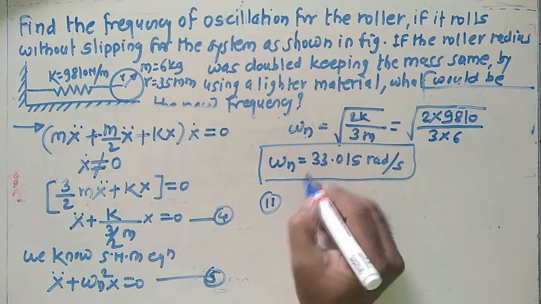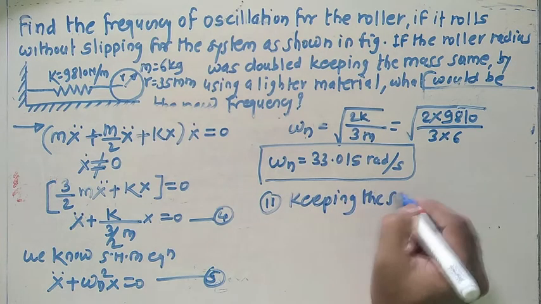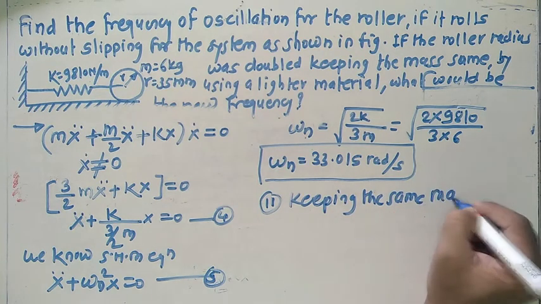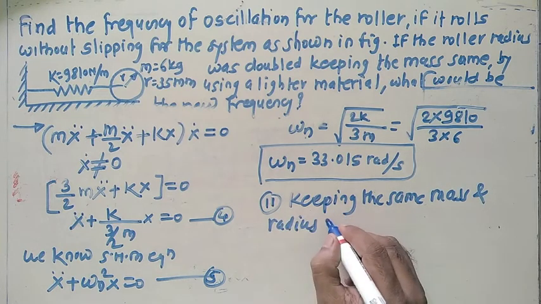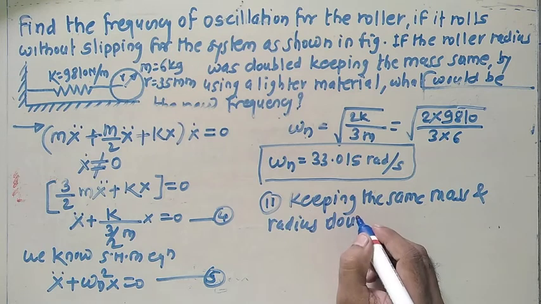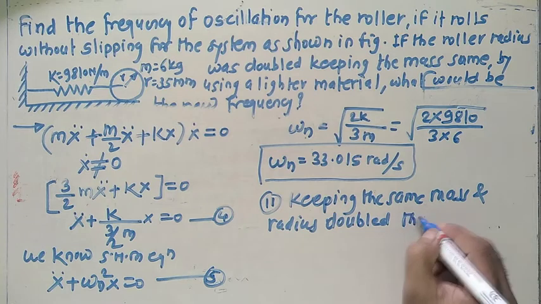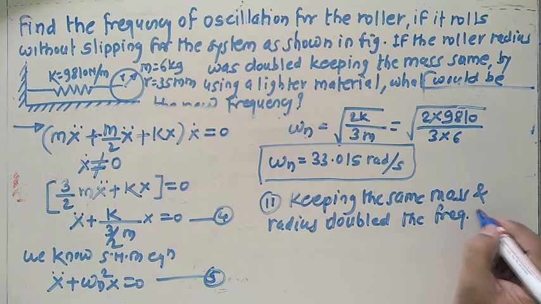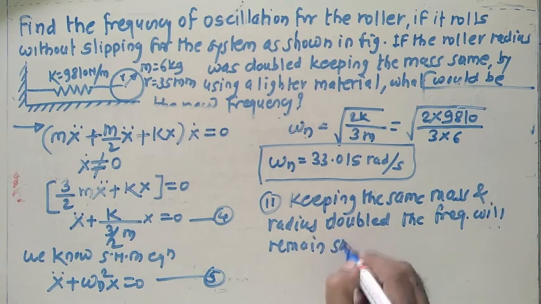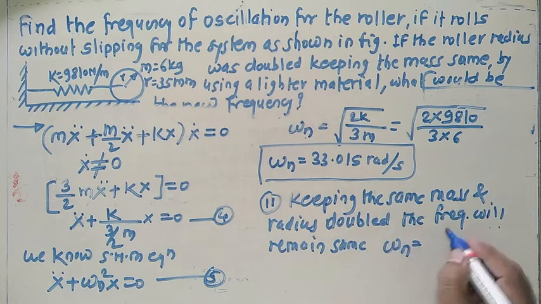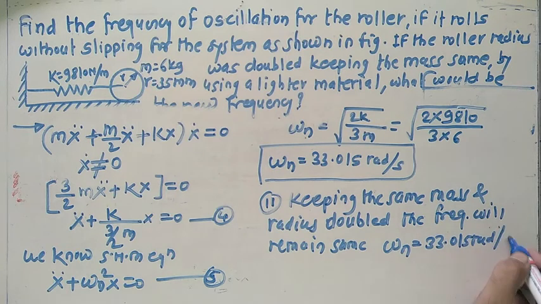Here just clearly mention: keeping the same mass and radius doubled, the frequency will remain the same. The answer for this one will remain as it is, 33.015 radian per second.